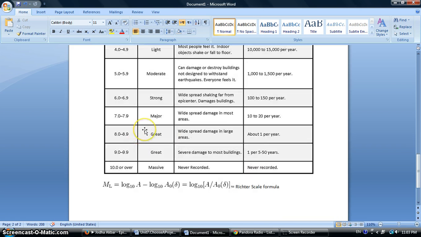And again, the formula is: magnitude equals log of 10 A minus log of 10 A0 standard, equals log 10 A given that A0 standard. And this is the Richter scale formula.